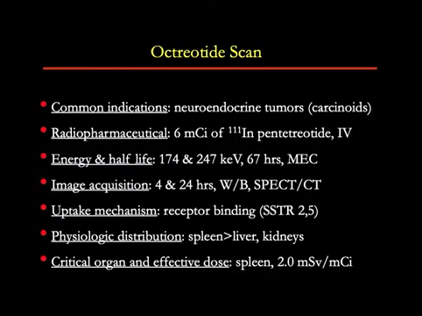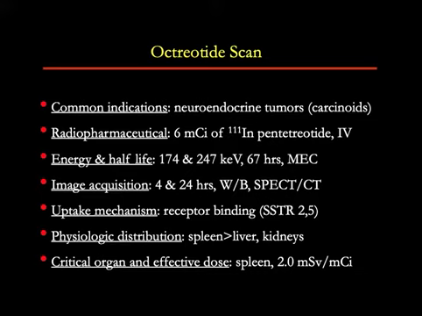The most common indication for doing these studies is to evaluate patients who have neuroendocrine tumors, the most common neuroendocrine tumors being carcinoids. The radiopharmaceutical that we use to do this study is 6 millicuries of indium 111 pentatreotide, which is injected IV, and 4 hours after injection and 24 hours after injection, we acquire whole body images in anterior and posterior projections. When we see anything abnormal that needs further evaluation, we do a SPECT or a SPECT CT.